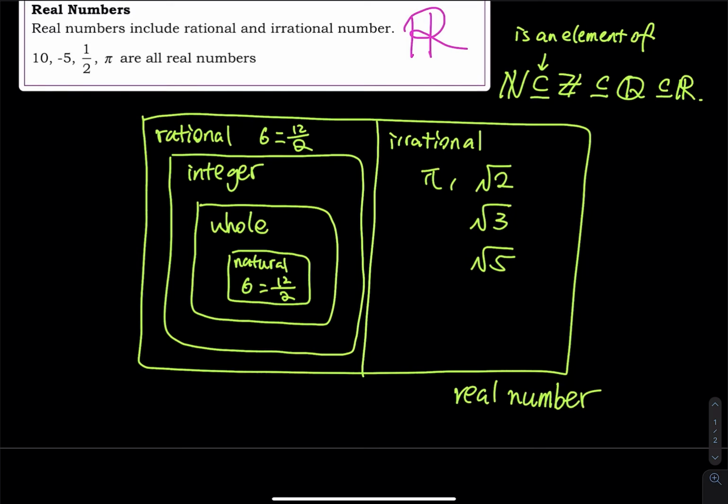So N, Z, Q, R, N, Z, Q, R, that is the order. Natural is inside integer. Integer is inside rational. Rational is inside real number. When I use the word real number, that includes all types of numbers. I will be using this word a lot in statistics. Real number, that includes all types of numbers.